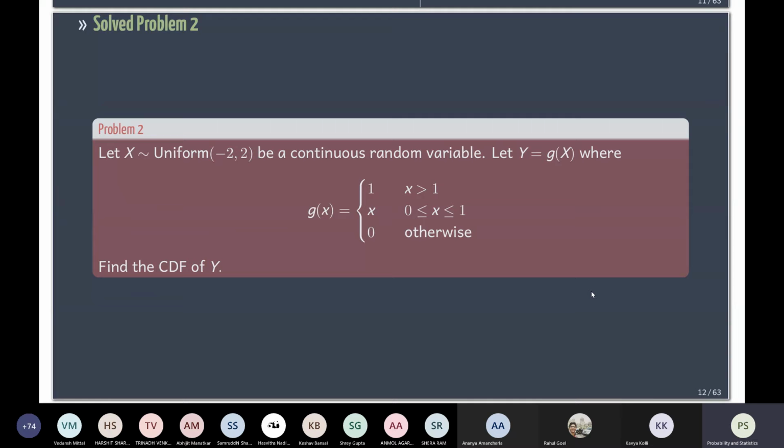Okay, and this is another example. So x is a uniform continuous random variable, and g of x is a new random variable y, whose function is defined like this. And now the question is to find the CDF of y.